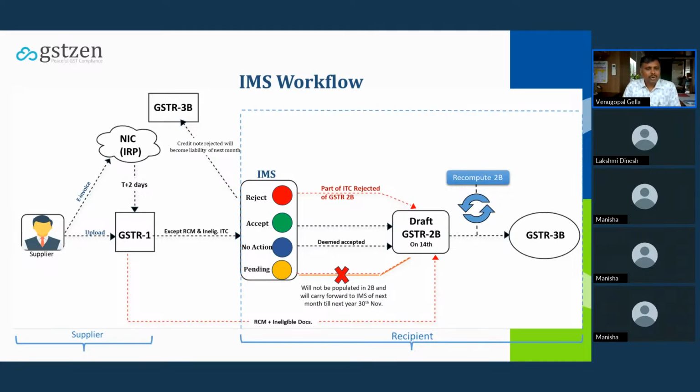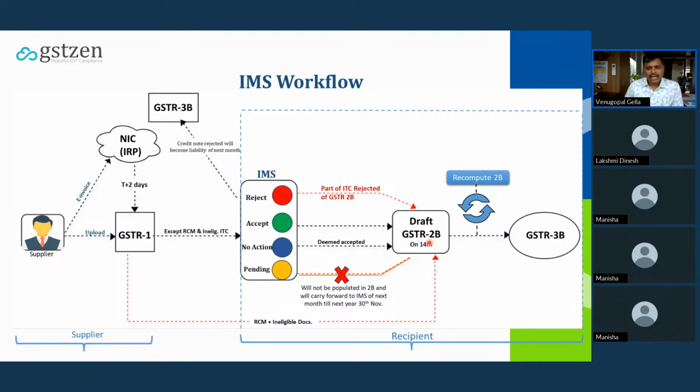If you look at this slide, you can see the supplier, when he raises an invoice, this invoice is reported to NIC IRP, IRP 1, 2, any of the IRPs. In T+2, now currently almost near real time, the data gets reflected in GSTR-1. The reflected data, which otherwise flowed to 2B earlier, is now parked in IMS. In the IMS, either you reject a record. Once you reject, it would be visible to the recipient. At the same time, it gets added to the supplier from the credit note perspective as a liability in the next month, and gets added into 3B.